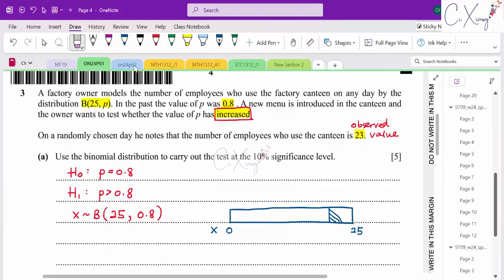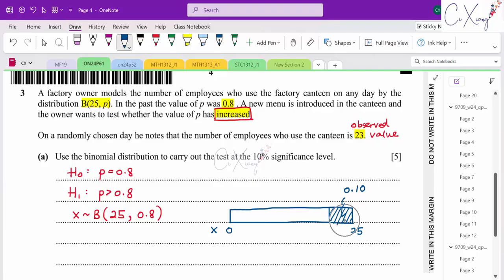Okay, so I'm drawing this because I want to know later how I want to compare this rejection region with my p-value, easier for comparison. This particular area, the rejection region here, is equal to alpha, which is the 10% significance level. If you convert it into a proportion, it should be 0.1. So this shaded area is 0.1, and basically this is the rejection area that we have.